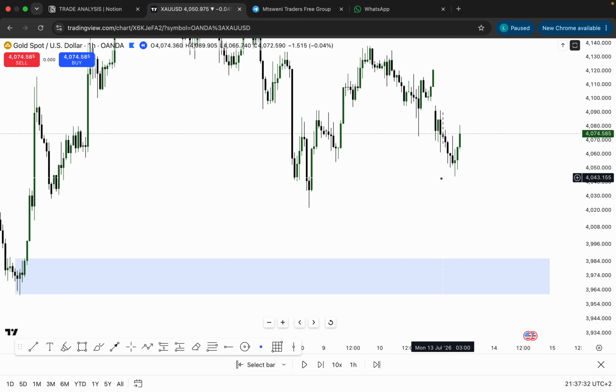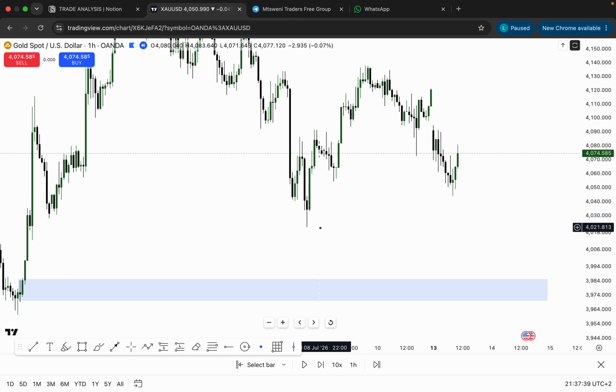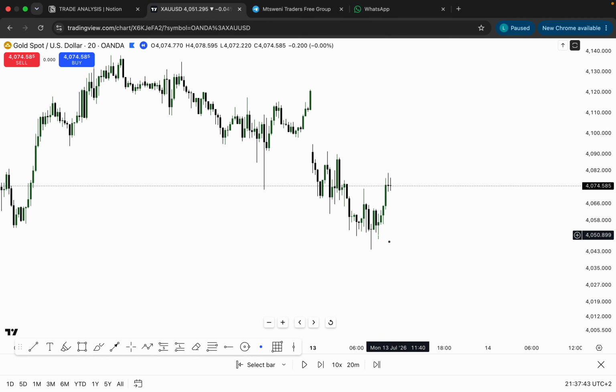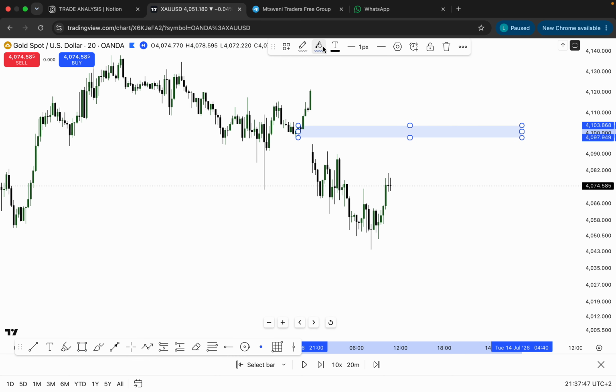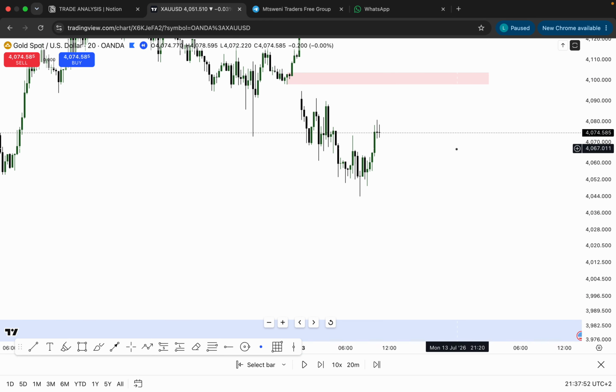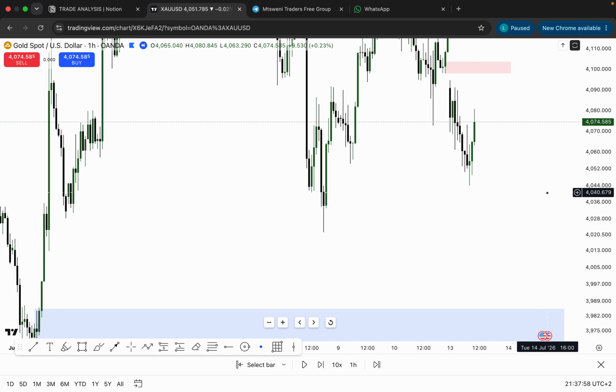Was it the 20-minute? I think it was the 20-minute, guys. Let's quickly go look for that supply area that we used. Yeah, the 20-minute. So we saw this supply area on the 20-minute, where I said that I wanted to see price from here give us a huge drop. So going back to our 1 hour time frame, or rather let's use the 4 hour.